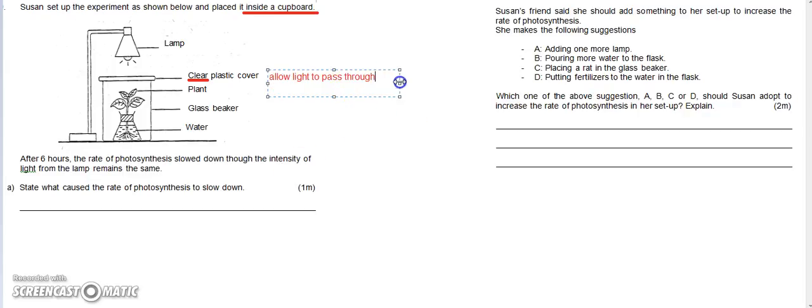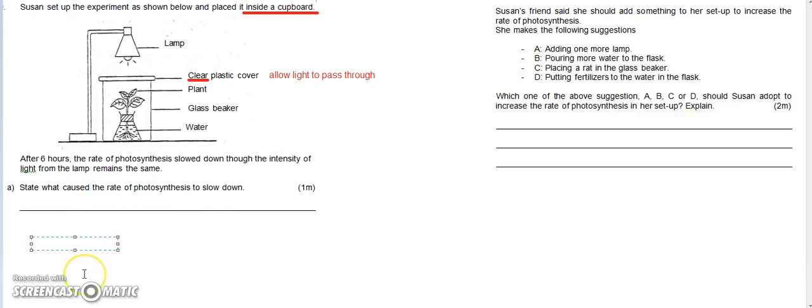Now if light is allowed to pass through and it goes to the plant, and the plant has water, what do you think will happen? You might want to pause this video for a while and look through your textbooks, or if you already know, can you tell me what will happen when there's light, there's water, and there's a plant? Alright, so the answer is of course photosynthesis.